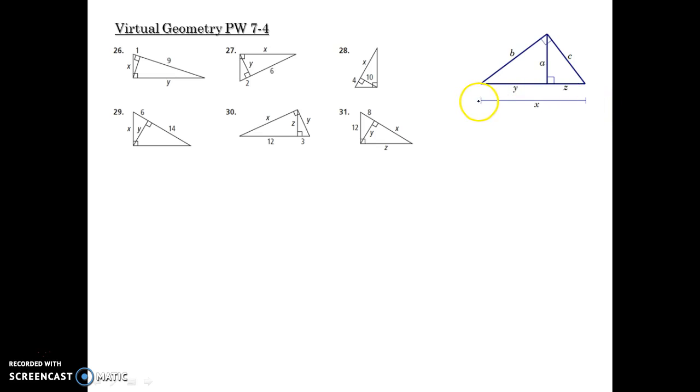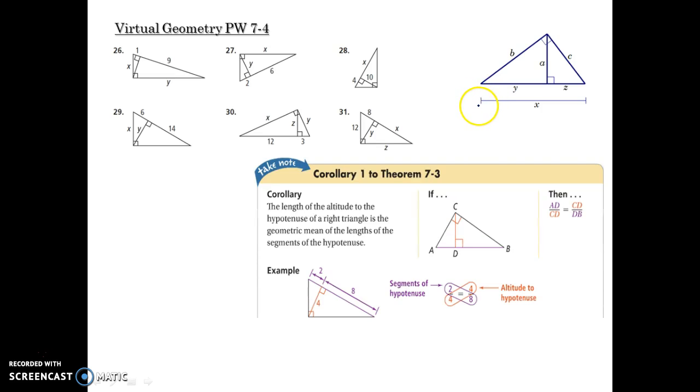And I just want to run over real quick and maybe try to simplify the corollaries to theorem 7.3 that you saw in this section. So basically what this says is the length of the altitude to the hypotenuse, so that's CD, is the geometric mean of the lengths of the segments of the hypotenuse. So this altitude cuts the hypotenuse into two segments, and this length is the geometric mean of the lengths of these two segments. So this is one way to write it.